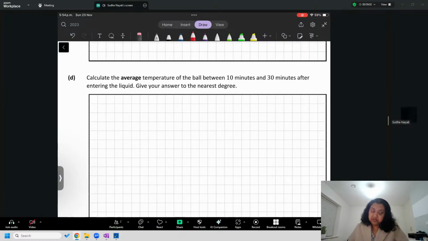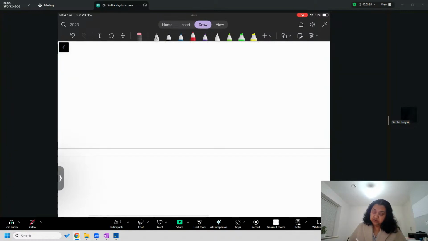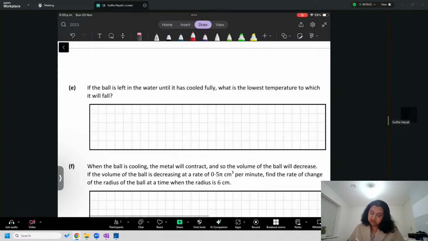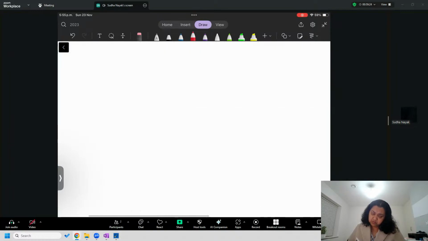Again, here the second question: calculate the average temperature. Average means integration. Integral of 1 by b minus a, integral of a to b f of x dx. So the same thing you will apply for this one, and then you will integrate it. Now it is pretty easy. I'm just going to skip this for now.